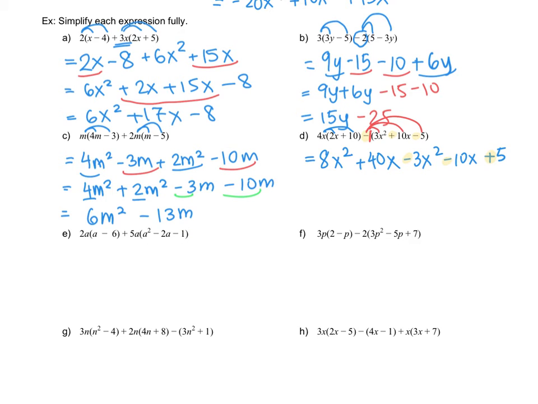And now we collect. So the 8x squared goes with the negative 3x squared. The 40x goes with the negative 10x, and the 5 just stays there. And now 8 subtract 3 is 5x squared. 40 subtract 10 is 30x, and the 5 is just there.